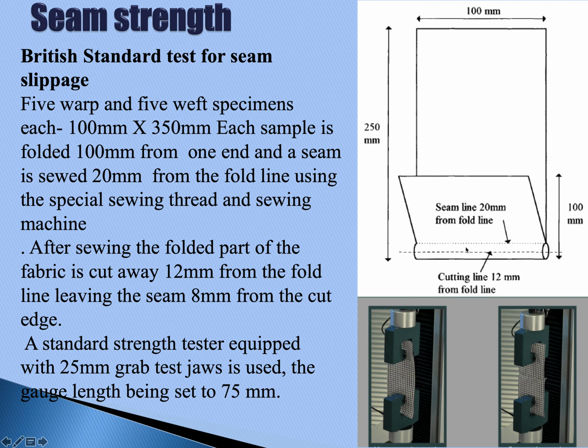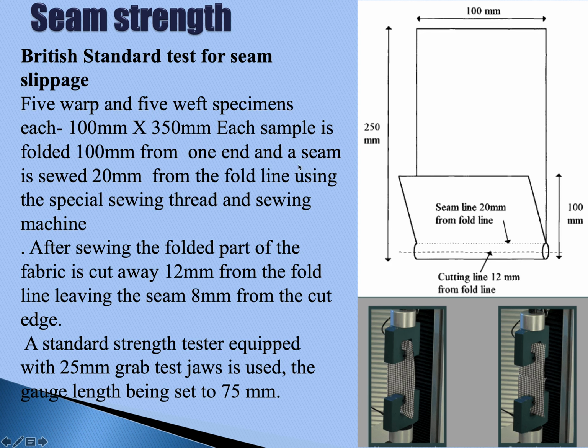Usually a sample of 250 mm by 100 mm is taken, and this is how the fabric is folded. This shows the seam line. It is folded to a length of 100 mm, and then the stitching line is applied to form the seam, and 5 warp and 5 weft specimens, each of the dimensions shown here, are taken.